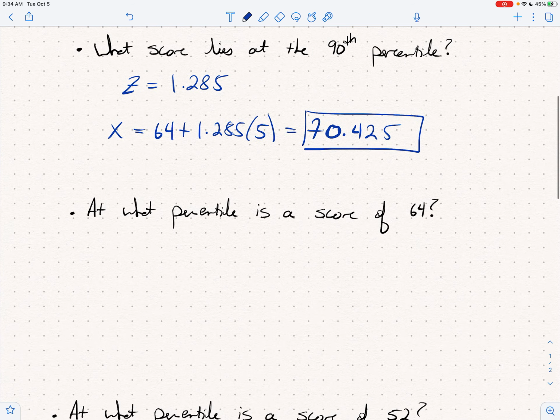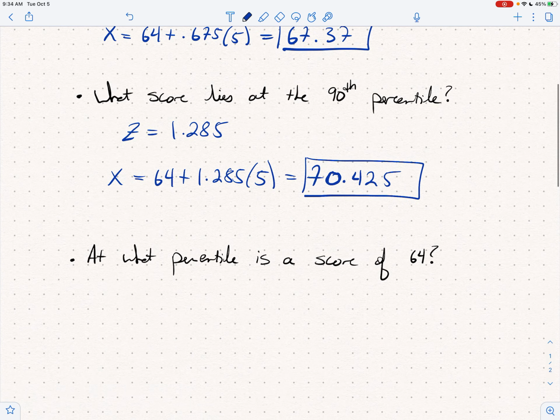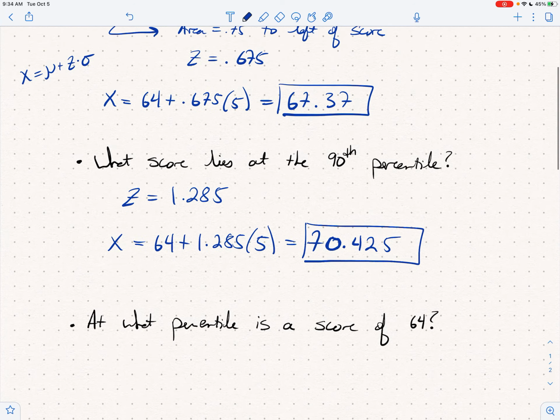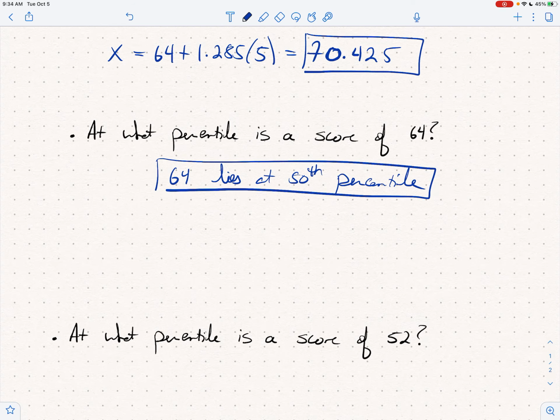Then it says, at what percentile is a score of 64? I put this on here as kind of a trick question. Why don't you pause the video and think about it for a moment. At what percentile is a score of 64? Well, 64 is the mean. If you understand what's happening, the area is split at the mean, so 50% of the area lies above and 50% lies below. It doesn't matter whether or not we include 64. The point is 64 lies at the 50th percentile. I don't have to work to get that. I just know it's the mean.